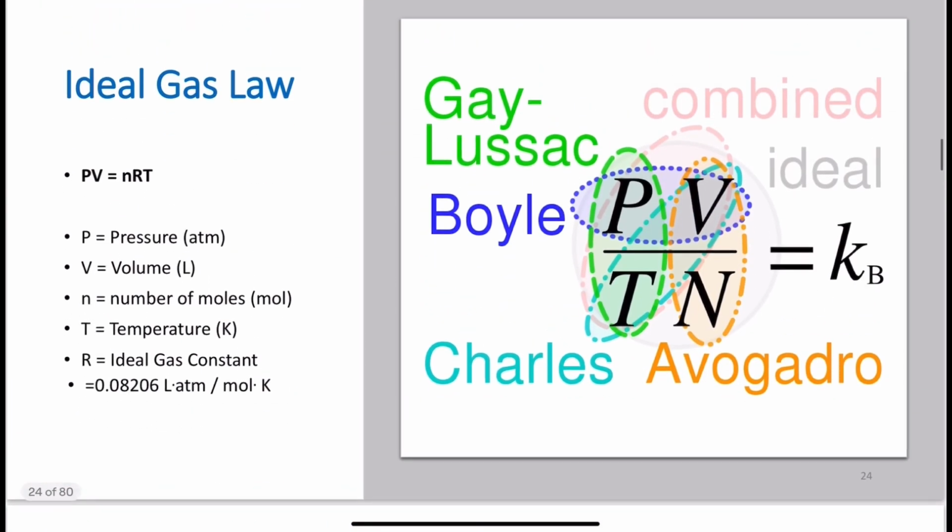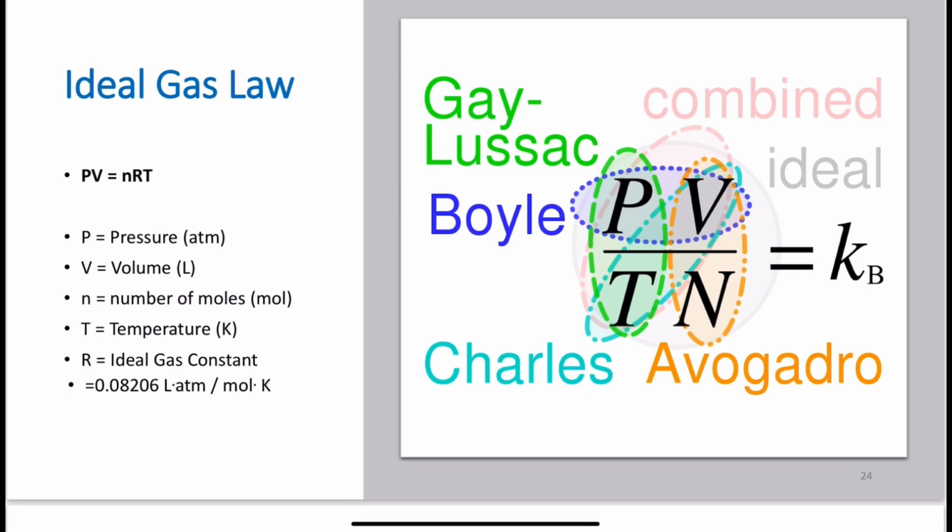So first, what is the ideal gas law? The ideal gas law tells me PV equals nRT. Some people call it "pervnert." I personally just say PV equals nRT. And the parameters here are your pressure, your volume, your number of moles, your temperature, and your gas constant. Pressure is reported in atmospheres, volume in liters, number of moles in moles, temperature in Kelvin.